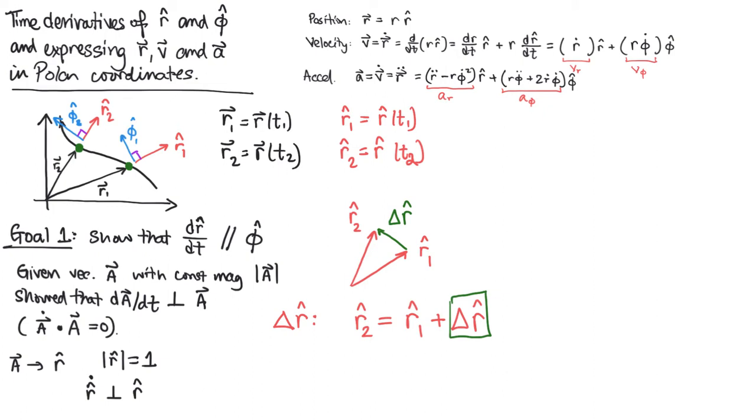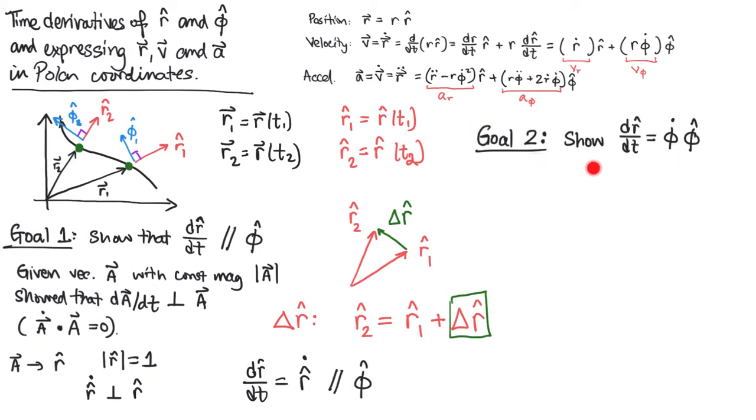So this helps us understand that dr hat dt, also known as r hat dot, is parallel to the phi hat direction. Okay, with that goal in the bag, let's move on to the next goal, to show not only that the rate of change of r hat is parallel to phi hat, but specifically what that proportionality constant is. And what we're going to see is that the time derivative of r hat is equal to phi dot in the phi hat direction. So let's make that work.